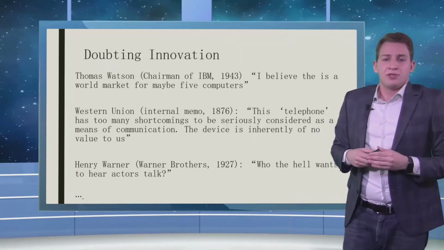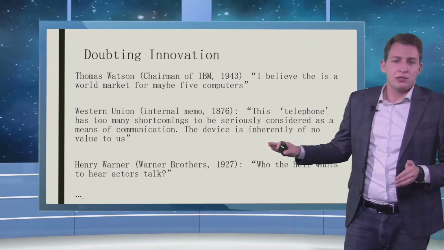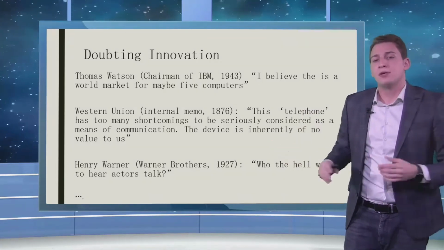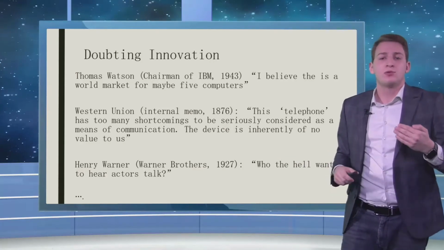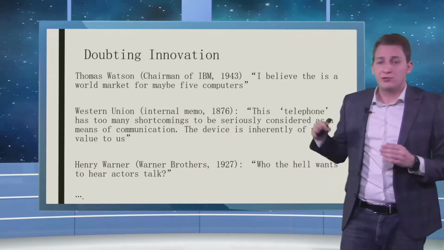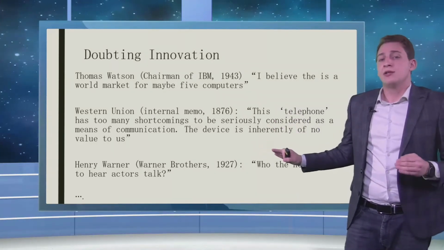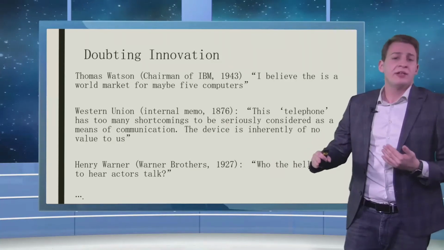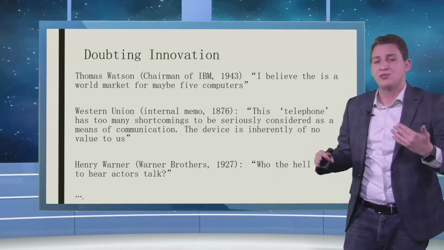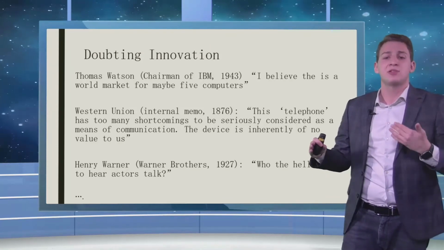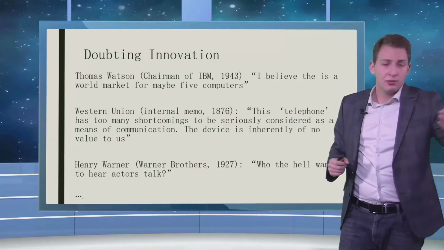Another example is Western Union, which was an extremely important company historically. Obviously, it's still huge now, but before we had wire transfers, before we had an instant way to transfer money to each other, Western Union was an absolutely crucial company to the world economy. And in an internal memo, we can see that they didn't have high hopes for the telephone, and they thought it had too many shortcomings to be seriously considered as a means of communication. They thought it wouldn't have any value to society, but, well, see what's happened in history.